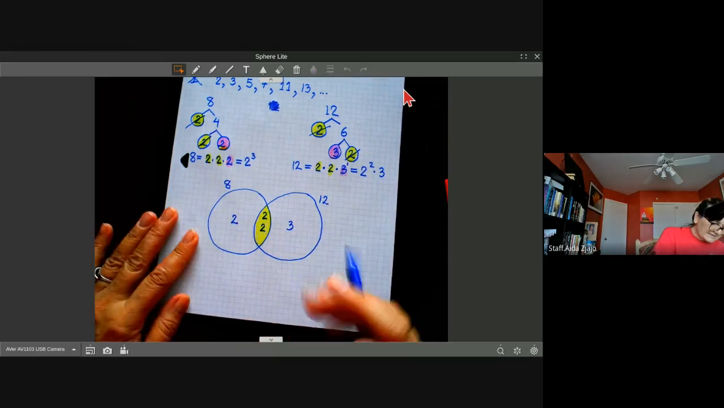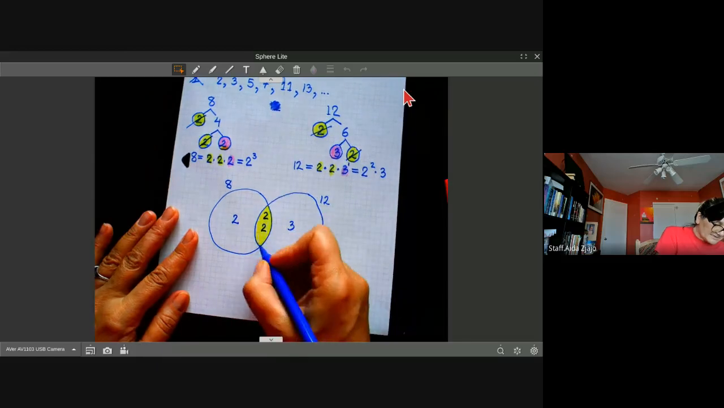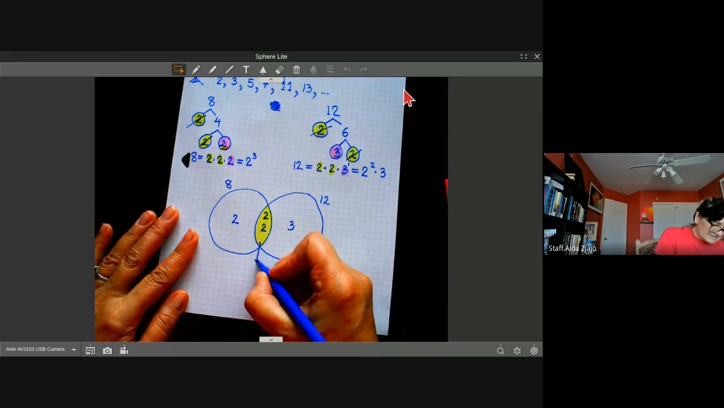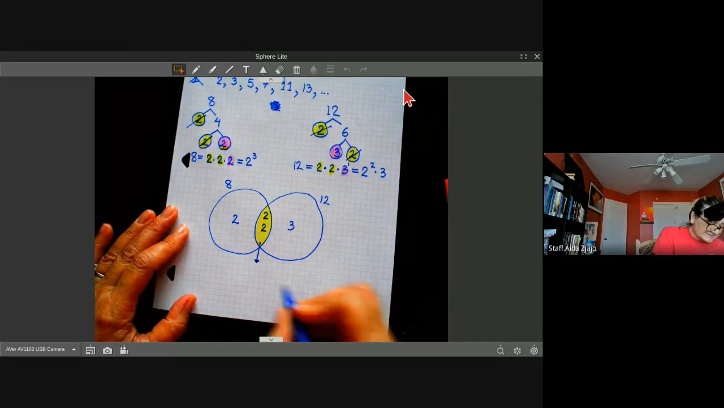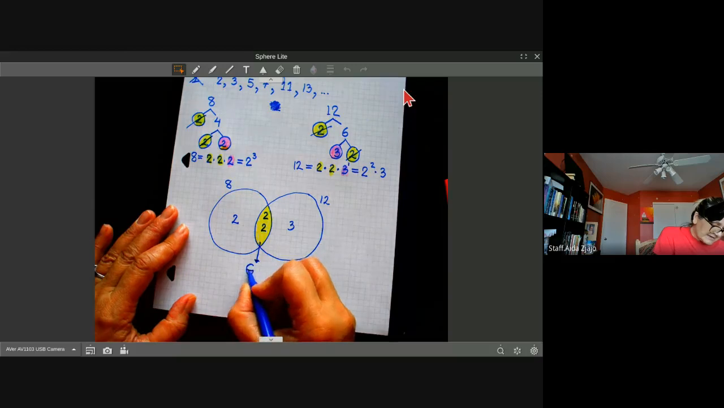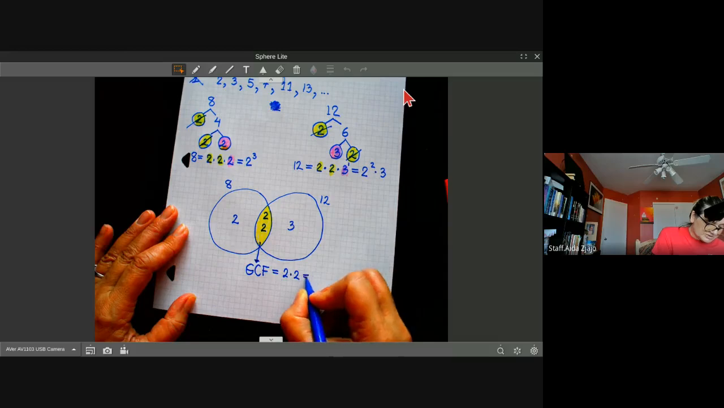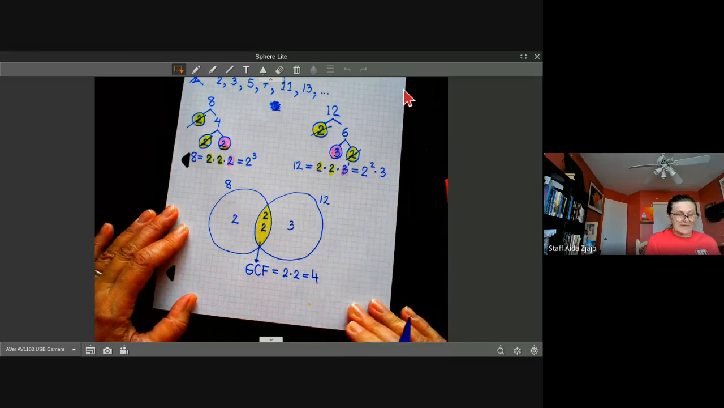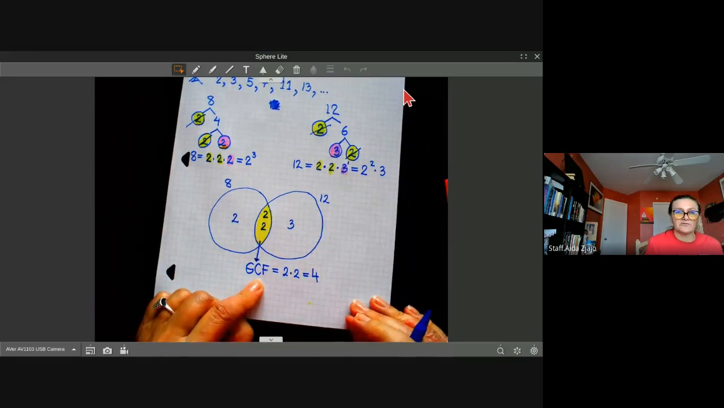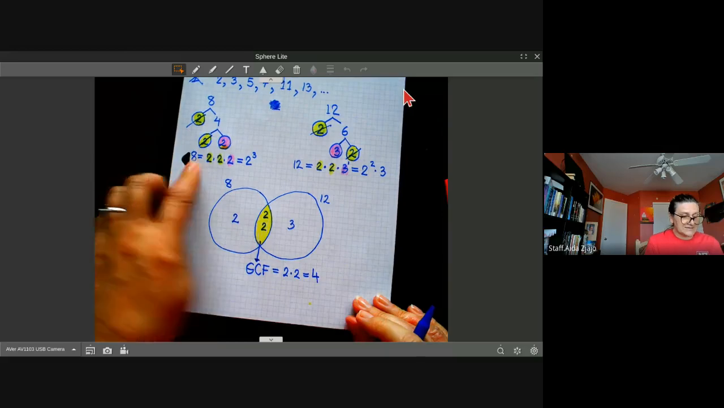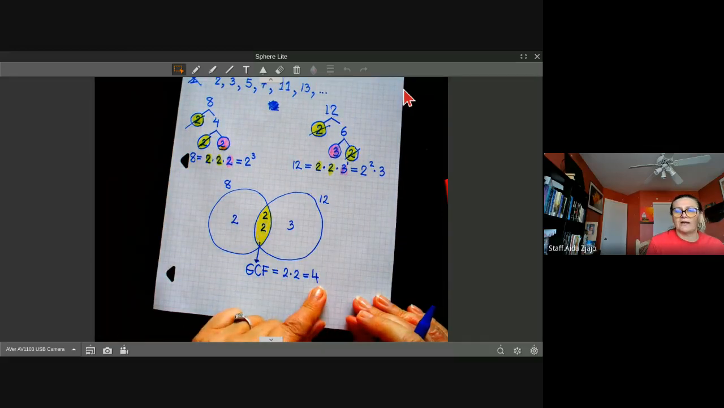If you multiply the numbers that are in the intersection, you know what their greatest common factor is. In this case it is 2 times 2, which is equal to 4. So right now, the greatest common factor for the numbers 8 and 12 is 4.